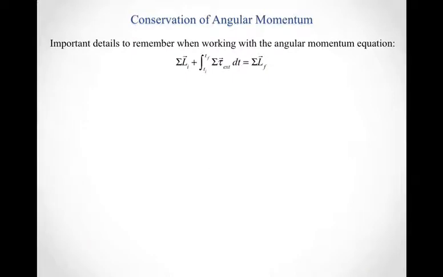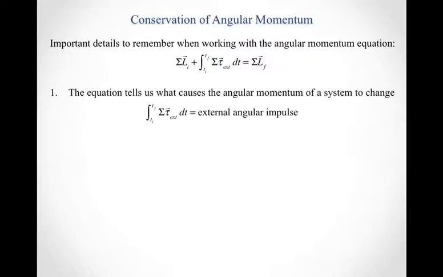So what are the important details when working with this equation? Well, most of these are very similar. Again, this equation explicitly tells us what causes the angular momentum of a system to change, and it's this integral. We can think of this integral as the external angular impulse. So this is the net external angular impulse acting on our system. A net external angular impulse acting on your system will cause the angular momentum of your system to change.